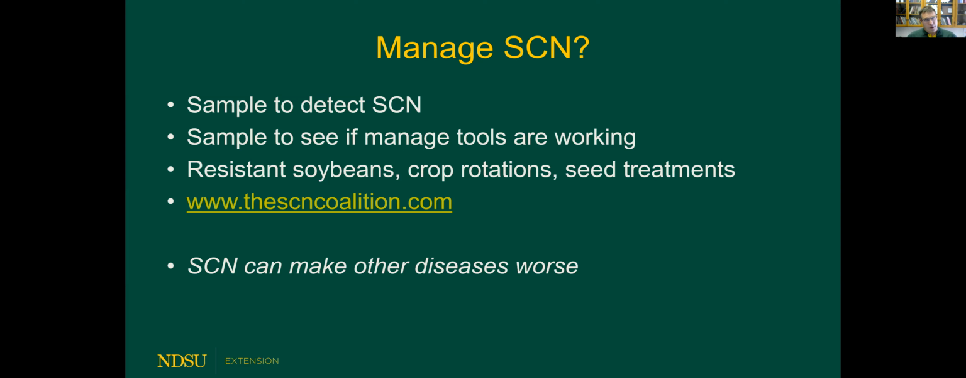If you already know you have it, sample to see if your management tools are working. That's particularly important once you get into the southeast part of the state. Resistant soybeans, crop rotations, and seed treatments can all help, and I would encourage you to dig in at scncoalition.com. One point of note: SCN can make other diseases worse, and that's becoming an issue.